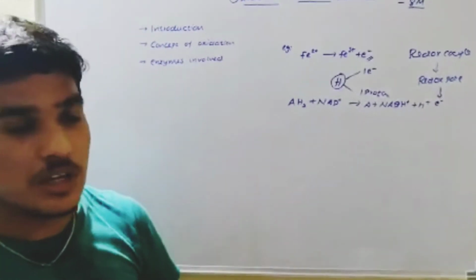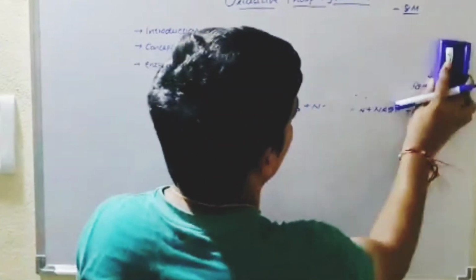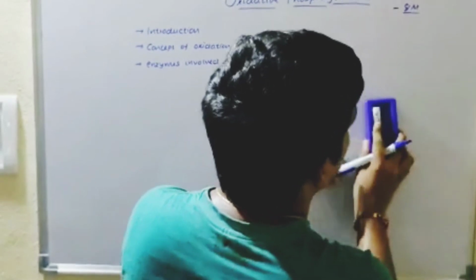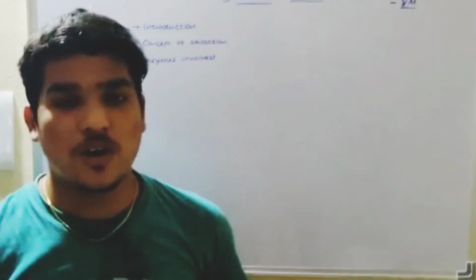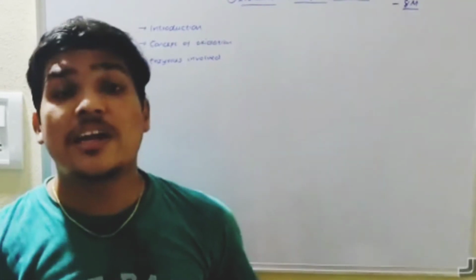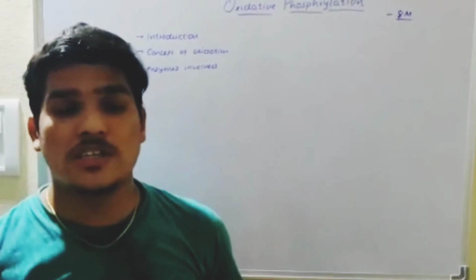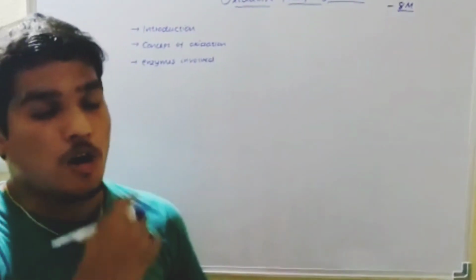So friends, let's get into the next topic: what are the enzymes involved in oxidative phosphorylation. There are 4 classes of enzymes involved. The first class is oxidases. The second class is dehydrogenases. The third class is hydroperoxidases. The fourth class is oxygenases.